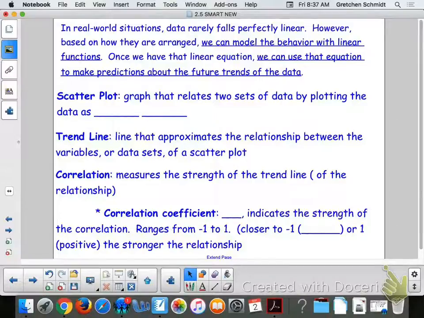So in real world situations, very rarely do things actually follow a perfectly linear pattern. What does the word linear mean? Line. Nothing really falls in a perfectly straight line. However, we can approximate that with different models. The first model is a scatter plot. A scatter plot is a graph that relates two sets of data by plotting the data as ordered pairs.